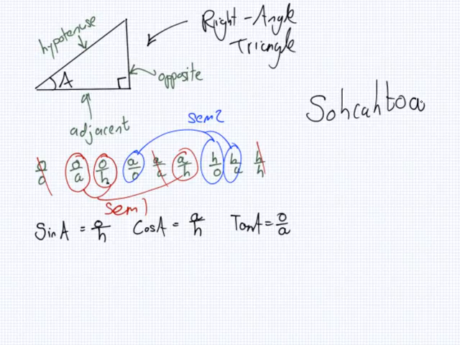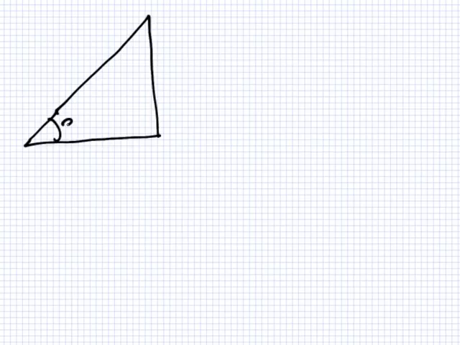Okay. Do you have that? Yep. So, let's have a look at an example of this. Let me draw a triangle. In this triangle, this angle is 30 degrees. This length is 1. This length is 2. And this length is root 3. And if you didn't know that that was root 3, you can use Pythagoras and you'll get root 3.